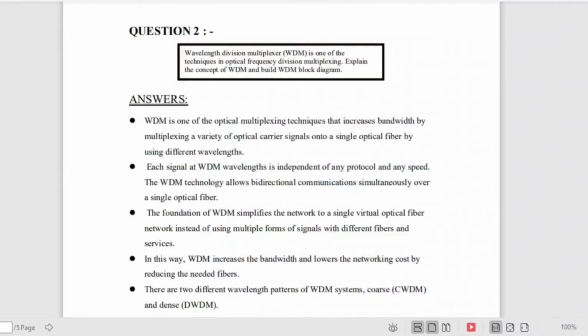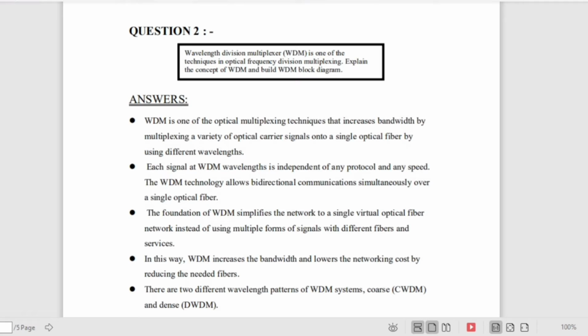Thank you. I'm going to explain question 2. The wavelength division multiplexer WDM is one of the techniques in optical frequency division multiplexing. Explain the concept of WDM and build a WDM block diagram.